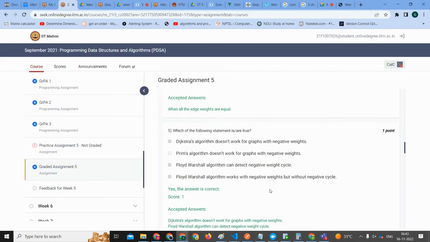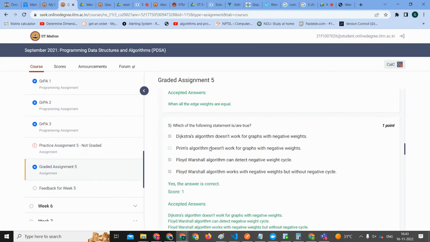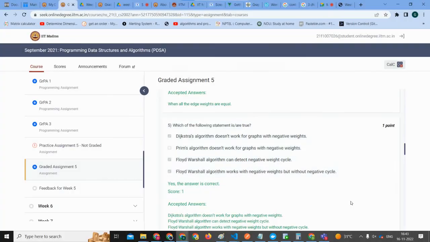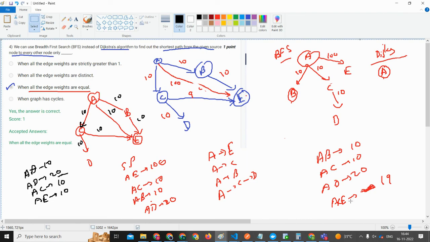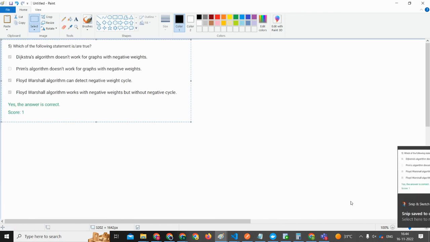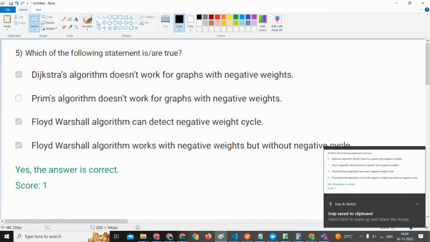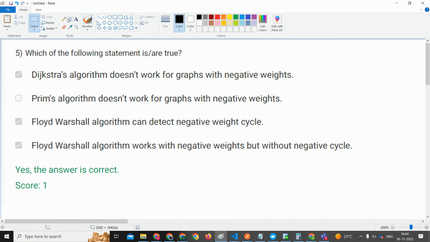Fine. So fourth question is done. Hope you understood that, right? Yes. We'll go to the fifth question. This is basically the concept. Just concept clearing. Basically, it's concept based, right? Yeah. Which of the following statements are true?